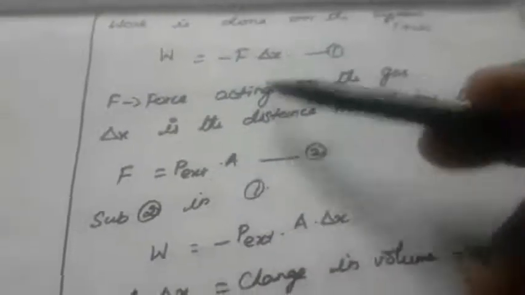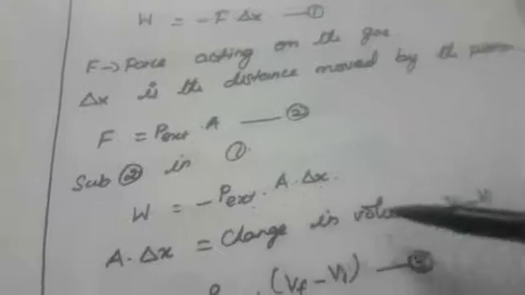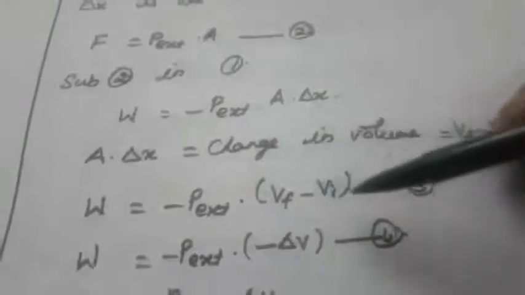Substitute equation 2 in equation 1. So W is equal to minus P external into A into delta X. What is A into delta X? That is the change in volume. When the force is applied, the pressure increases and the volume will be reduced. That is V final minus V initial. So W is equal to minus P external into (VF minus VI).